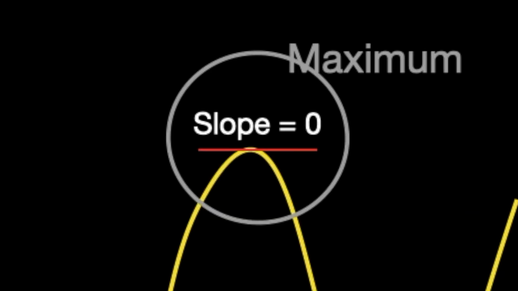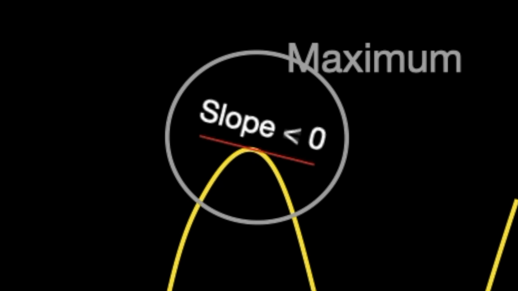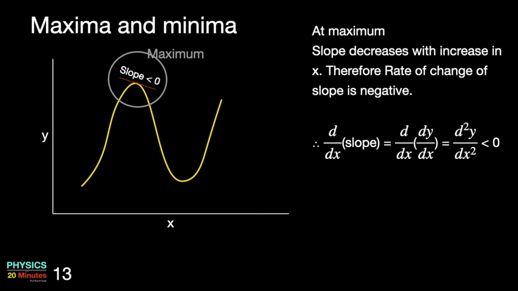At maxima, you will find that at the highest point, the curve is horizontal momentarily and the slope is 0. Slightly ahead of that point, you will find that the line tilts towards the right side and the slope is negative, as we have discussed earlier. So at the maximum, the slope decreases with increase in x. Therefore, the rate of change of slope with respect to x is negative. Therefore, the derivative of the slope, which can also be written as d2y by dx square, is negative, less than 0.